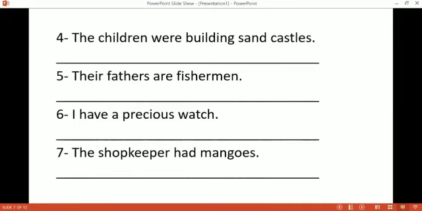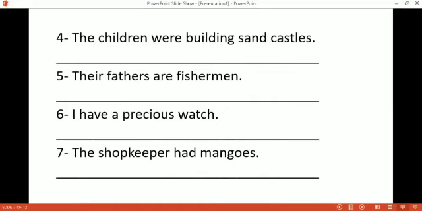Okay, moving to the next statement, sentence number six. I have a precious watch. Which helping verb is used here? Have. I have a precious watch. I have not a precious watch. Have is the helping verb here.